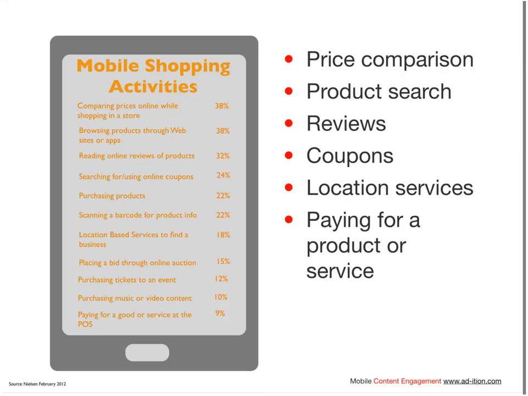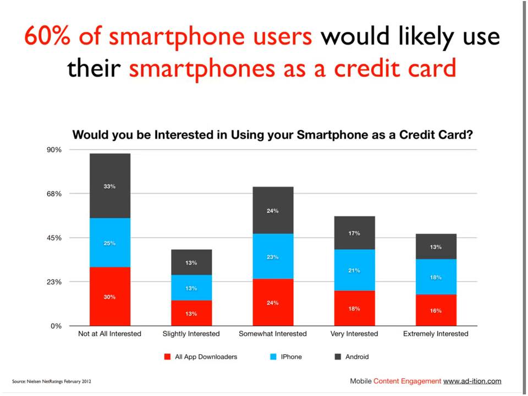And let's take the topic of shopping even further. When it comes to shopping and my smartphone, people say they do a number of things: price comparison, product research, reading reviews, of course couponing, which I know a lot of you have big elements of in your business, location services, and paying for a product or service. These are the highlights they say they already do on their mobile phones. So if they're willing to pay and do all of these activities on their mobile phone, how can we better include commerce in our mobile process?